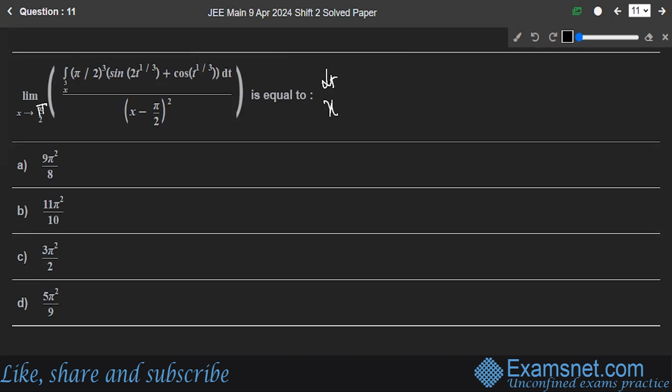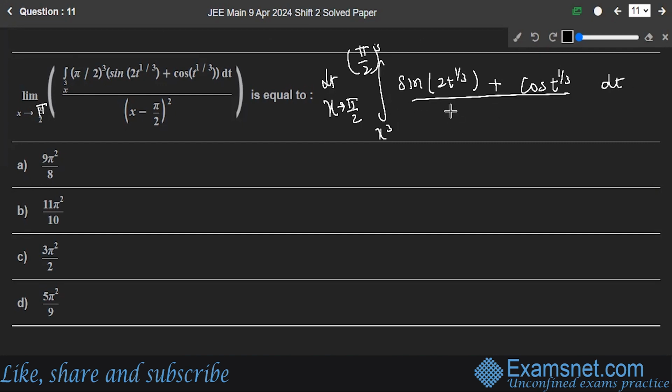This is limit x approaching pi by 2, integral of x cube to pi by 2 whole cube, and the numerator has sine 2 t power this, cos t power this, into dt, whole thing over x minus pi by 2 whole square. So this is to solve the question.